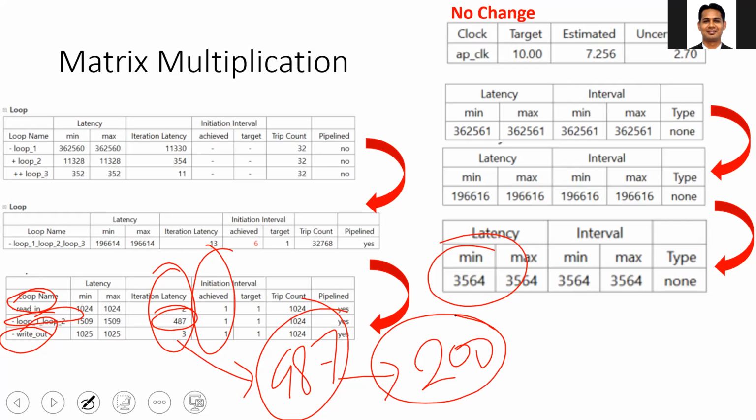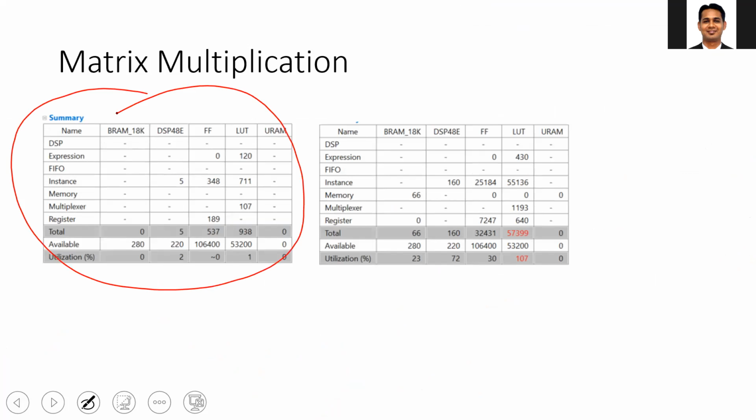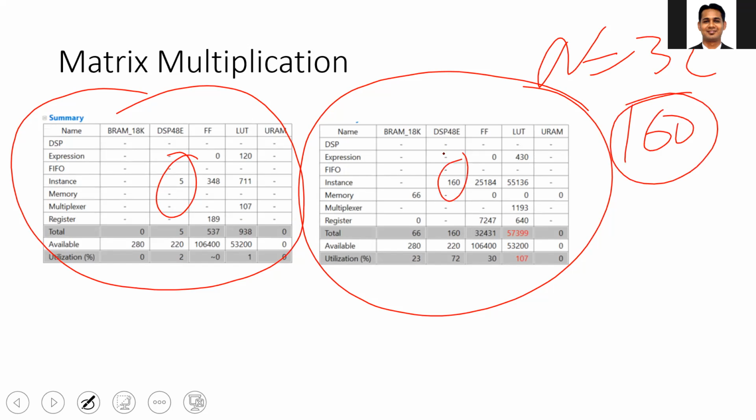Okay, so this is where we got the significant improvement. And you can see that this was with pipelining the third loop, and this is after you do the pipelining of the second loop. And you can expect that since you are doing the multiplication operation in parallel for n equal to 32, here I need 5 DSP48. Now since I'm doing it in parallel, I need 32 times 5. You can see that it is 160 DSP units.